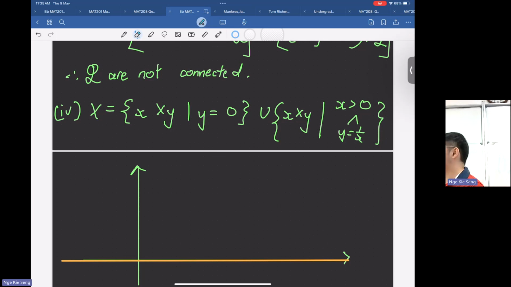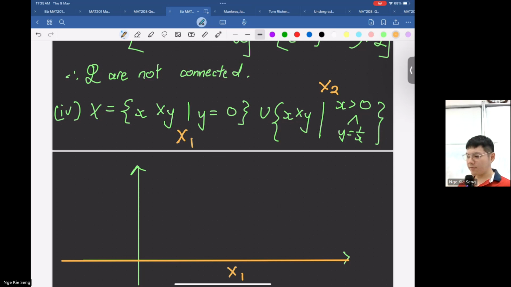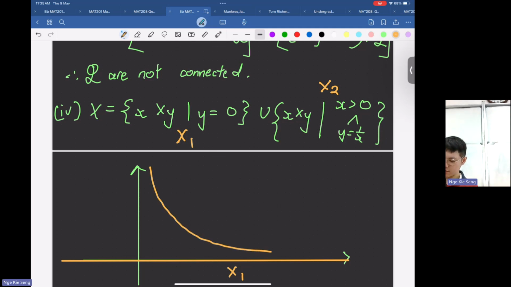Okay, so this is the first one. Let's call this x1 and this x2. X is everything positive, and then y is 1 over x. So this graph is the other part of the 1 over x graph. This one is x2.